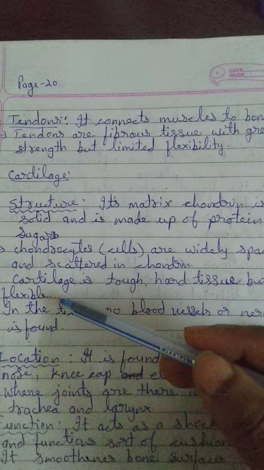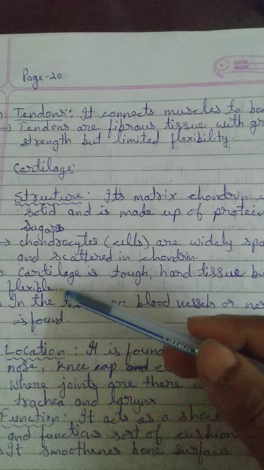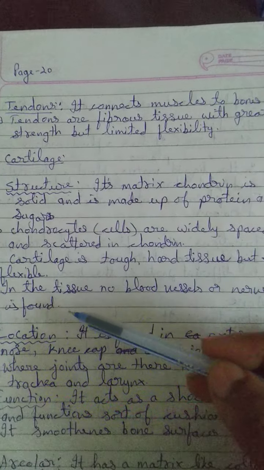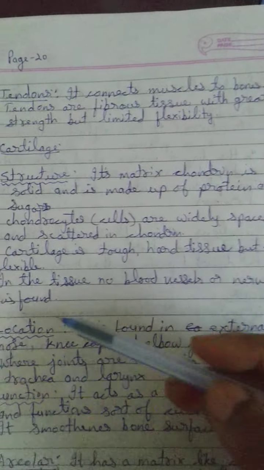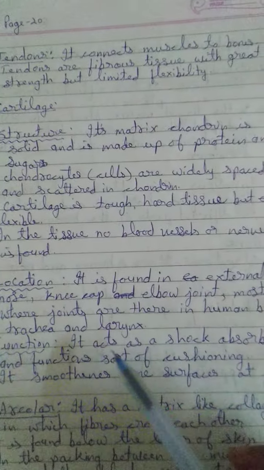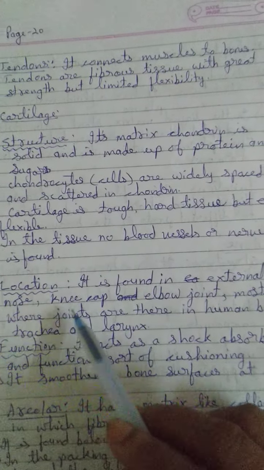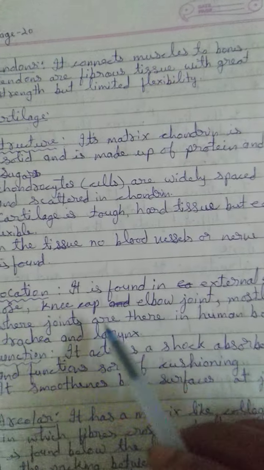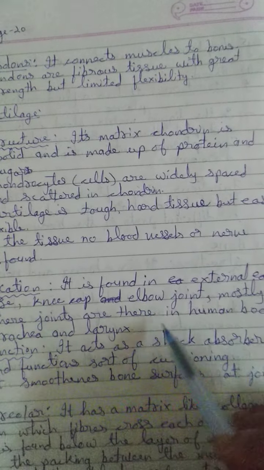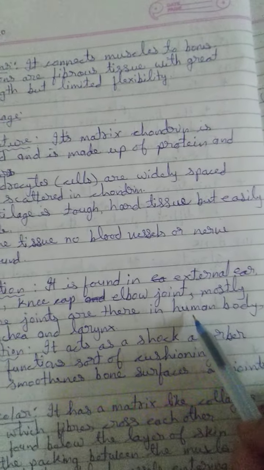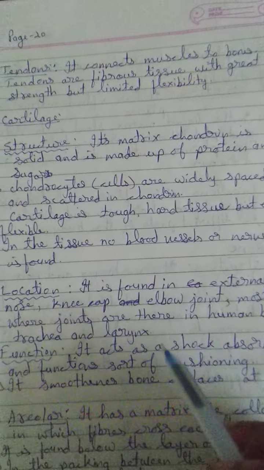It is present in the nose. The nose is also flexible, so there the cartilage is flexible. In the tissue, no blood vessels or nerves are found. Now see the location where it is found. It is found in the external ear, the nose, the kneecap and the elbow joint. Mostly where the joints are in the human body, cartilage is found because it smoothens the joints.